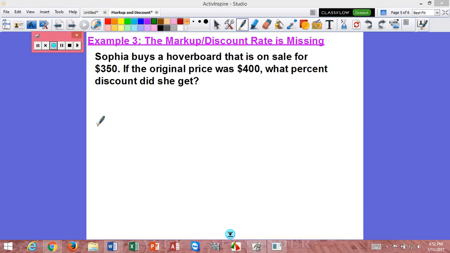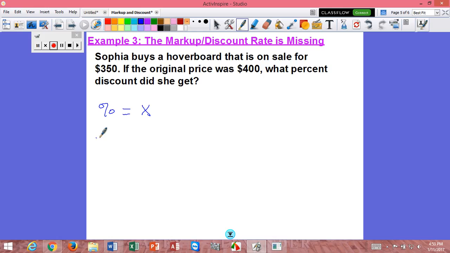All right, example 3, we are trying to find the markup or discount rate. So the problem says Sophia buys a hoverboard that is on sale for $350. If the original price was $400, what percent discount did she get? So let's identify what we have. Okay, we don't know the percent. It did not tell us what percent discount, so that's what's missing.